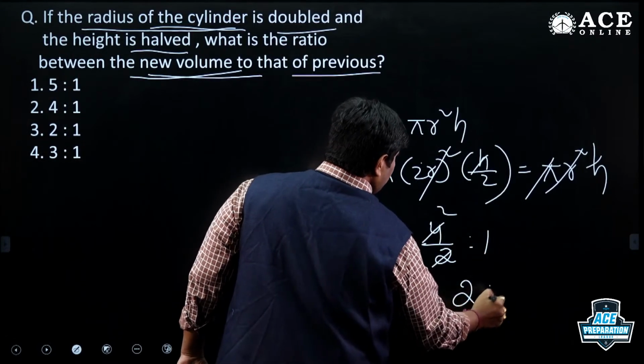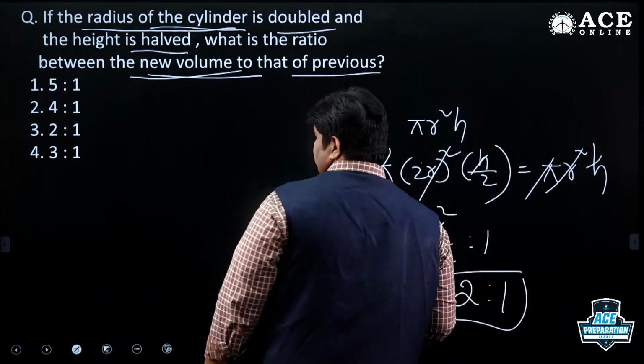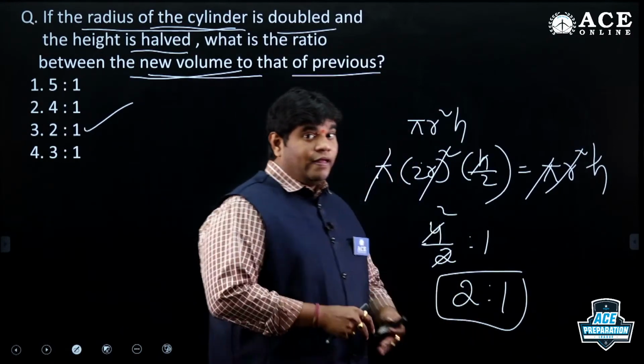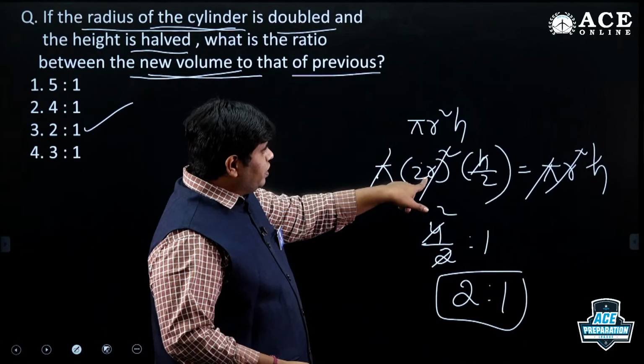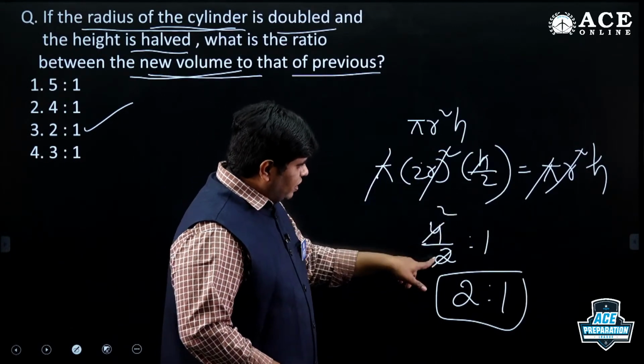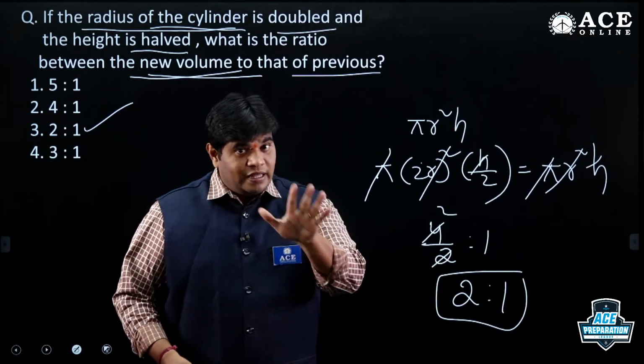So what is the answer then? 2 is to 1. Option 3 is the right answer, friends. Pi r square, where r square means 2 into r, so 2r square, that is 4r square. 4 is there, and the 2 is also here. 2 is to 1 is the final answer, friends.